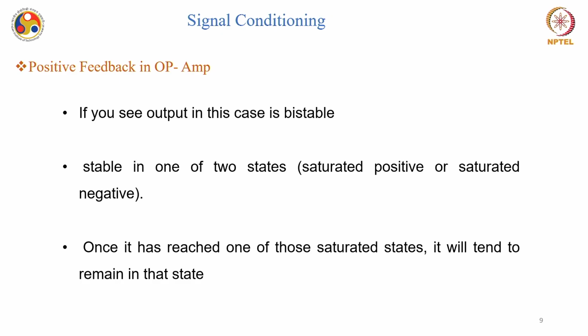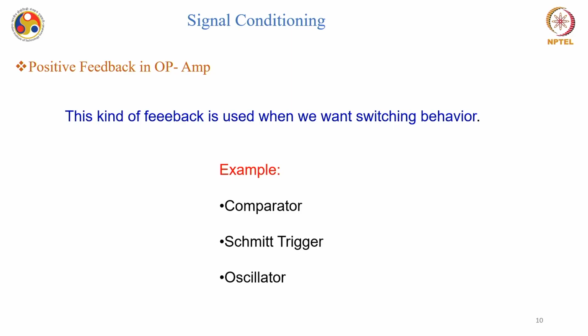Once it has reached, say, positive saturation, it will tend to remain in that particular state till we apply certain positive or negative voltage at the other terminal. That of course we are not going to discuss in detail, but you can understand that in this positive feedback the op-amp works in a bistable region. I mean, it will not be stable throughout the linear region. Therefore this kind of feedback is used when we want a switching kind of behavior from one state to another state. Say for example in the case of a comparator, or Schmitt trigger, or in an oscillator, you will see that we usually use positive feedback.